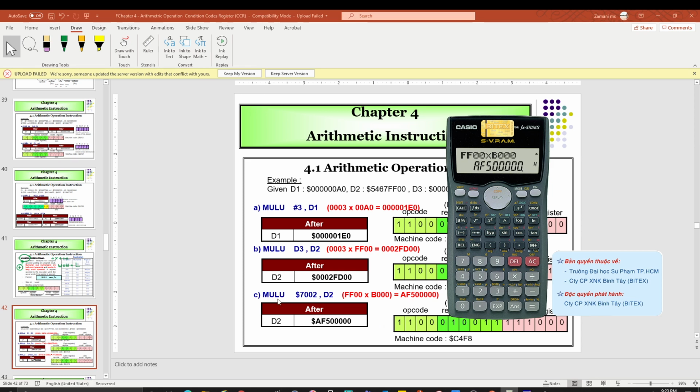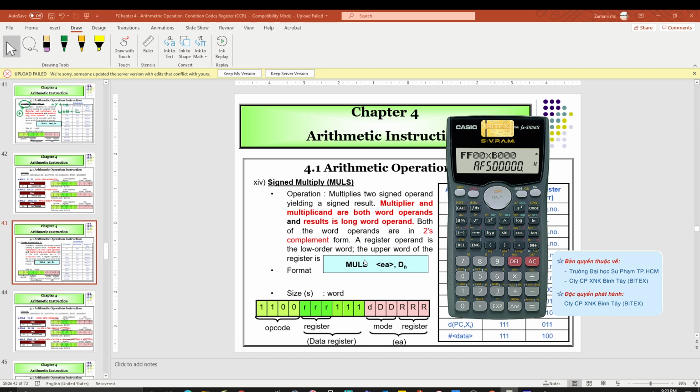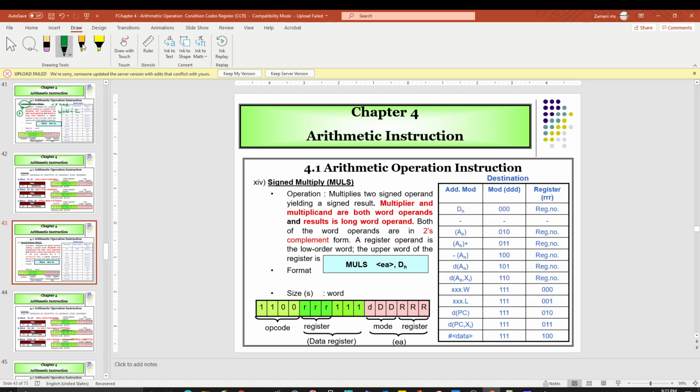Okay, multiply unsigned should be very easy. Okay, now you are going to learn about multiply signed. So what does it mean? Multiply two signed operands yielding a signed result. Same thing as just now, but the thing is now you have to prepare for the sign. You must know that this is a negative sign, this is a positive sign. If you multiply this one, it's going to be a negative number.